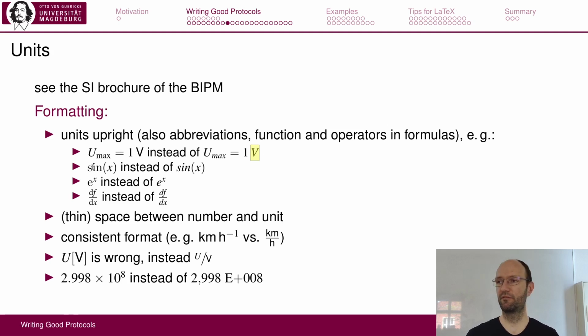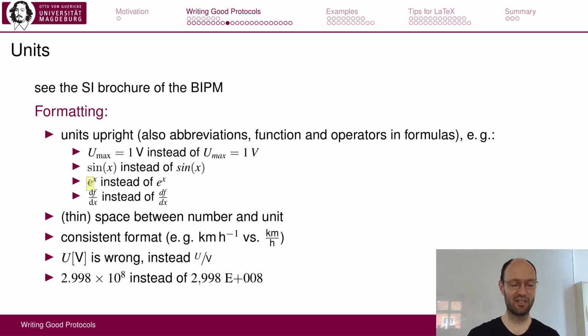Then functions with a special meaning, like the sine function, cosine function, and so on, are also written upright, not slanted. The e here is not some arbitrary e, it's Euler's constant, it's a fixed constant, it's 2.71, I don't know, 2.7 something.